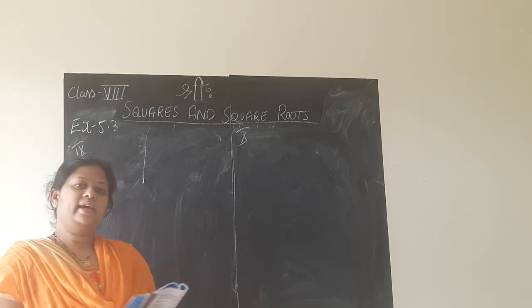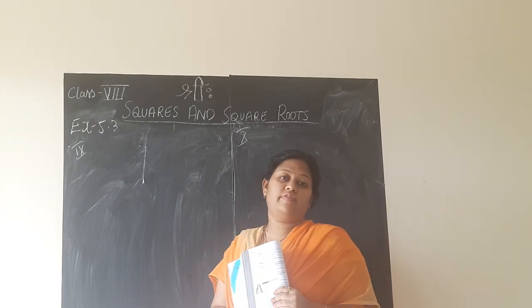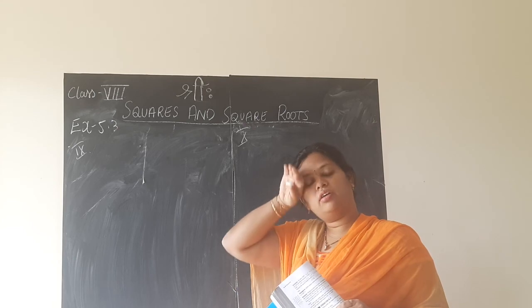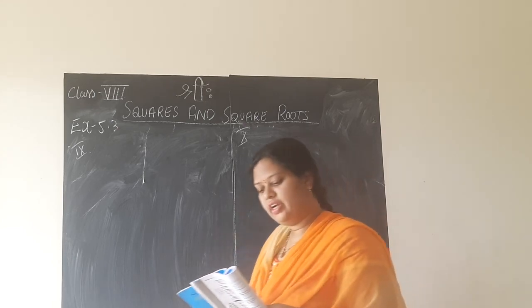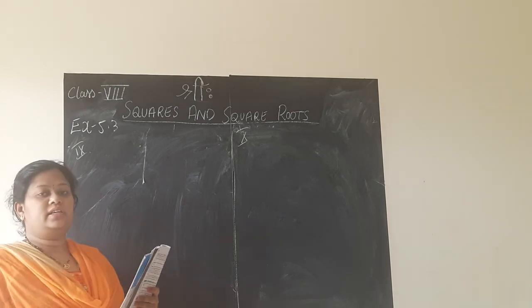Children, here in the 9th and 10th questions, these are similar to the 5th and 6th ones that we solved. That is, what number has to be multiplied with a given number in order to make it a perfect square, we used to find out, no? Like that. Here, instead, 3 numbers are given. That is the only difference.